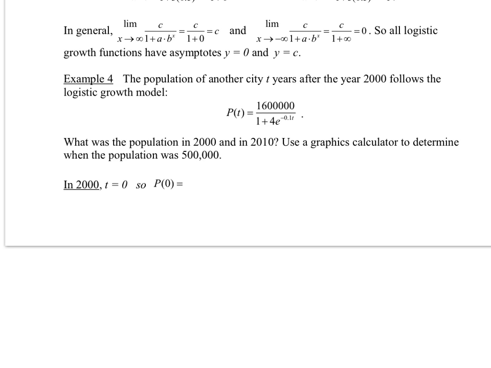In the year 2000, t is equal to 0, right? 0 years after 2000. And so all we have to do is plug in 0 in place of the t. If we do that, e to the power of 0 is going to be 1. 1 times 4 is 4. 4 plus 1 is 5. So you would just have to do this number on top divided by 5. And when we do that, we should get this value here, 320,000.